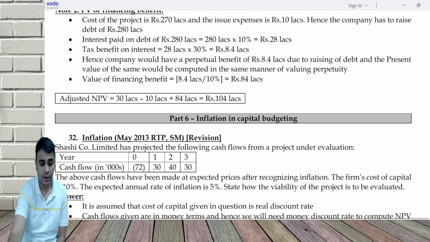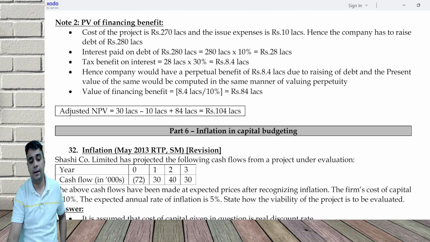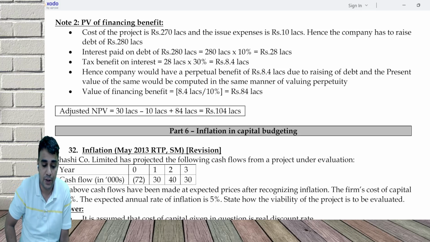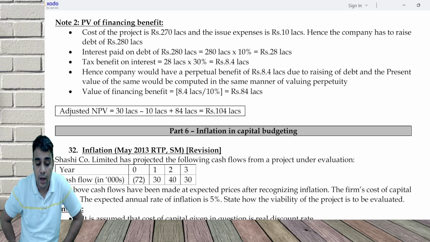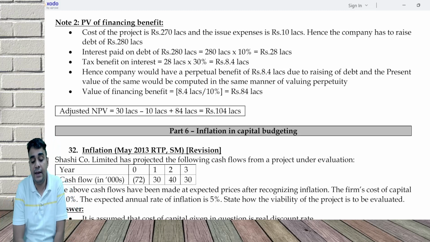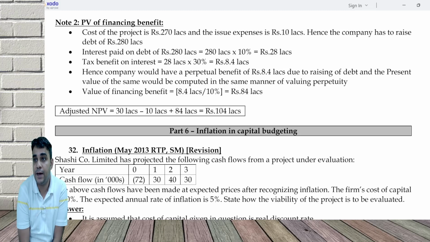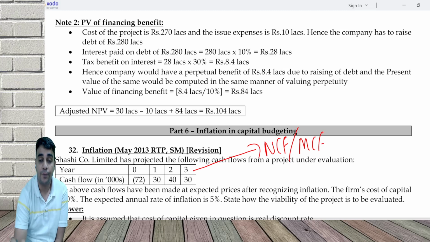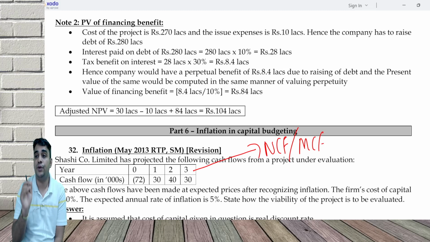Come to 32. Sashi Company Limited has projected the following cash flow from project under evaluation. Year, cash flow. Above cash flows have been made at expected prices after recognizing inflation. Expected prices after recognizing inflation means what are these cash flows? These are nominal cash flow or money cash flow. For nominal cash flow, you need nominal discount rate.